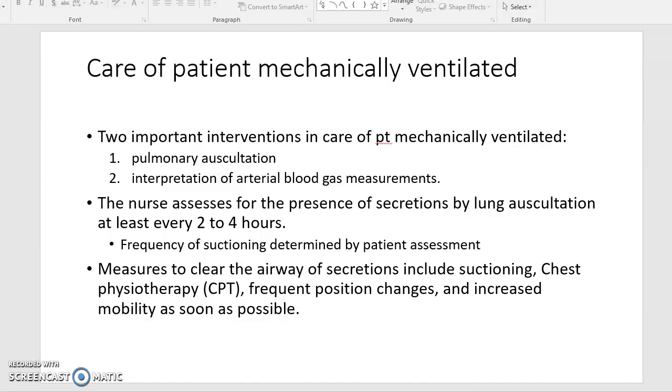Measures to clear the airway of secretions include suctioning and chest physiotherapy. Some examples of chest physiotherapy would be cupping, using vibrations, and oscillation, which is that kind of band you put around somebody's chest that causes vibrations and mobilizes secretions. All chest physiotherapies mobilize secretions; that is the goal. So tapping on somebody, positioning somebody a certain way to move the secretions, having them move around. These all encourage mobilization of secretions. So frequent position changes. So hopefully this helps you, and take care.